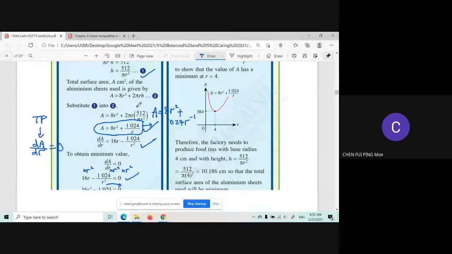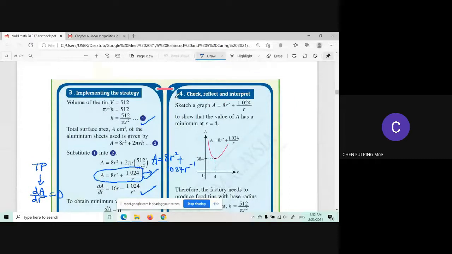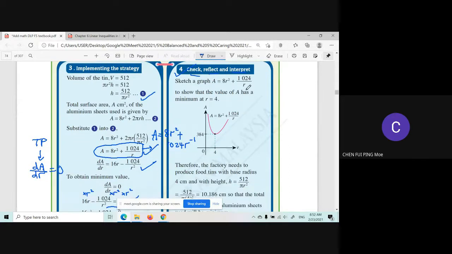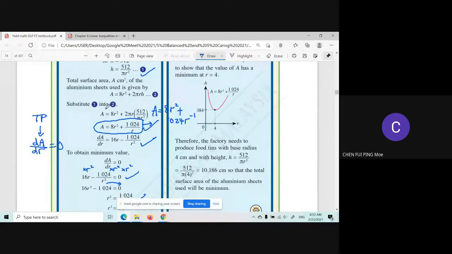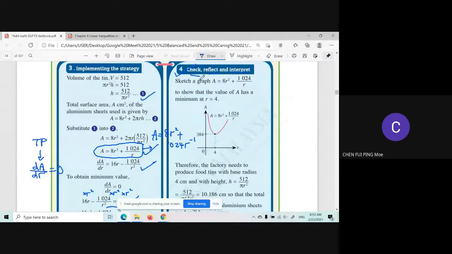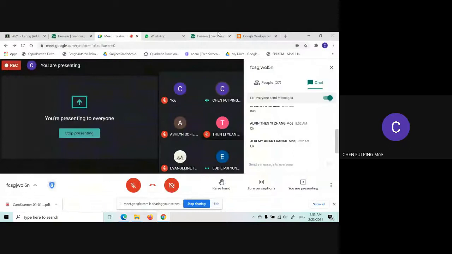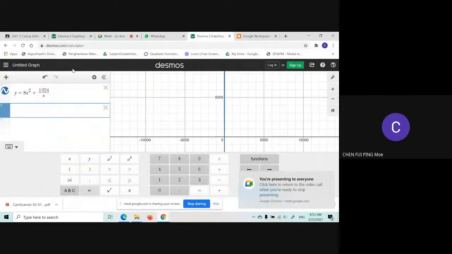This is how we solve. And then this part is just for you to check and reflect and interpret. Actually no need, but just for your information. So how do we compare, how do we verify our answer, is that correct? So you can try to sketch the graph. Of course, if you use your paper and graph paper, it is very difficult for you to sketch this one. So you can try to go online. You can go to Desmos, or you can go to GeoGebra, up to you. This one is additional knowledge for you.